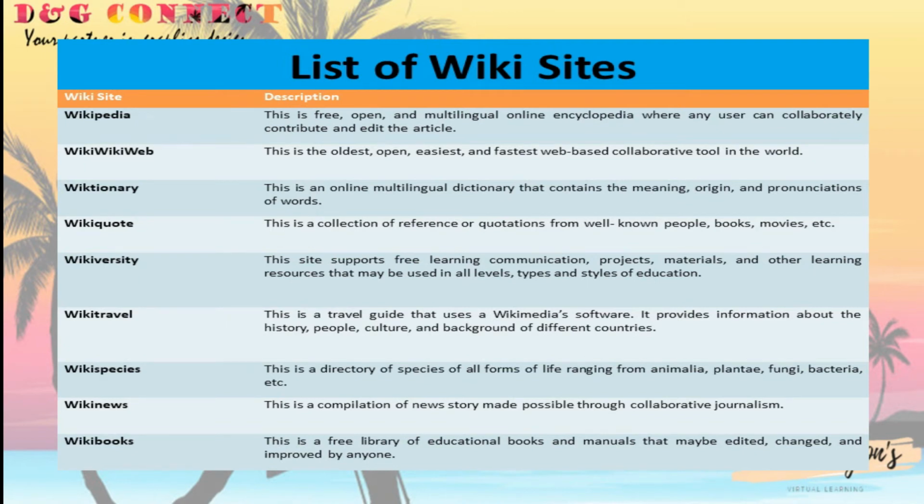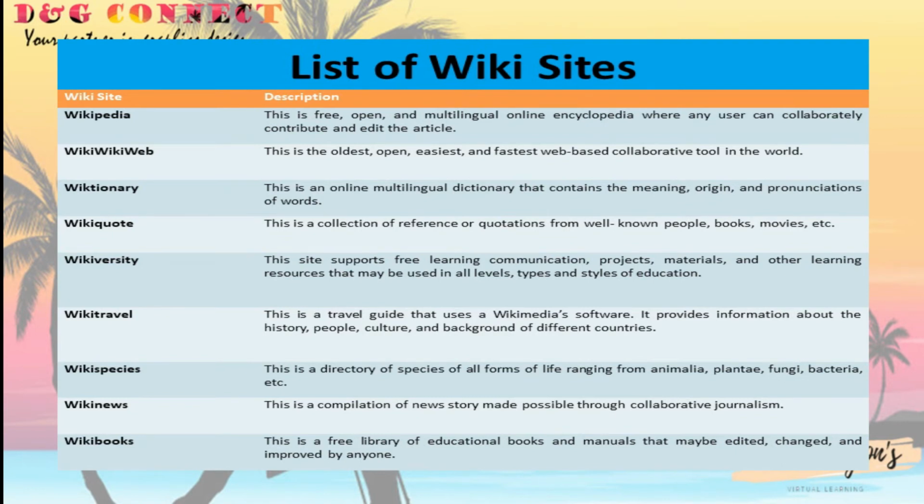Then we have the WikiWeb. WikiWeb is the oldest, open, easiest, and fastest web-based collaborative tool in the world. Then the Wiktionary. This is an online multilingual dictionary that contains the meaning, origin, and pronunciations of words. Wikiquote is a collection of references or quotations from well-known people, books, movies, and so much more.